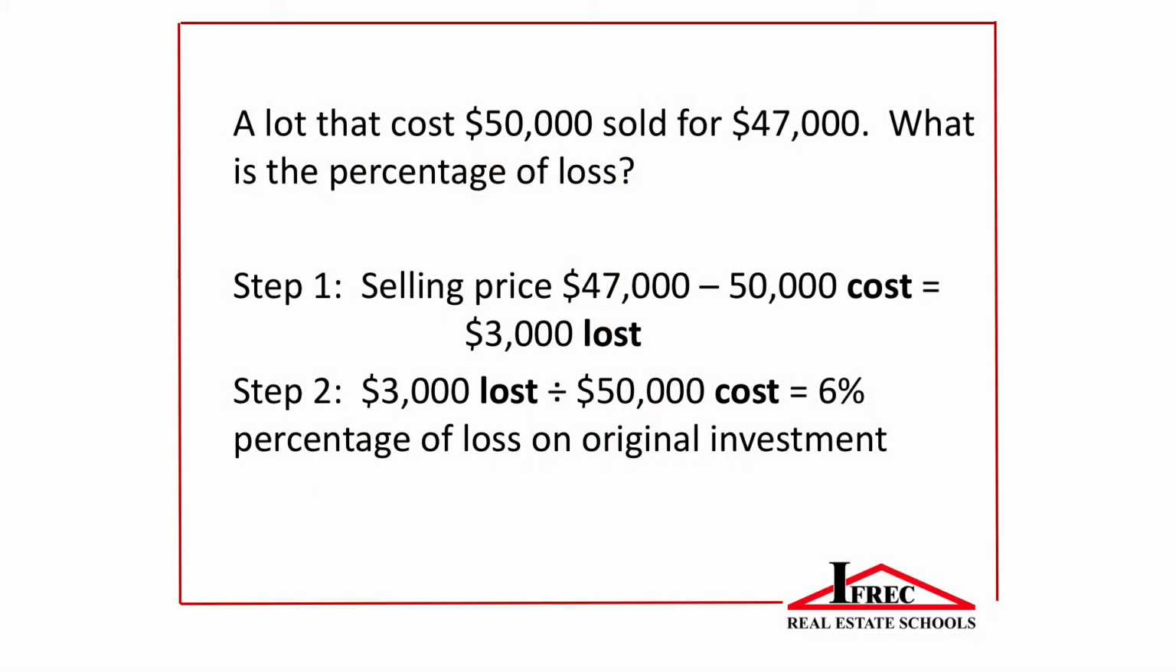Sample question number two. A lot that cost $50,000 sold for $47,000. What is the percentage of loss? Once again, step number one. If the sale price was $47,000 minus the $50,000 cost, we get a negative result, which is our loss of $3,000. Step number two, we take the dollar amount we lost, $3,000, divided by the $50,000, which was the cost. The loss, therefore, is 6% of the original investment.